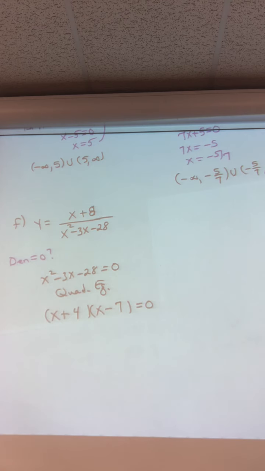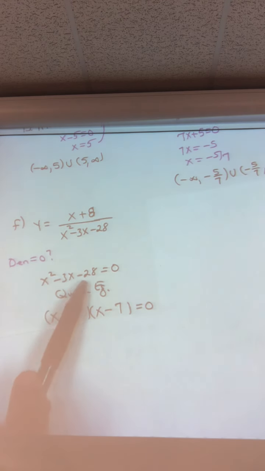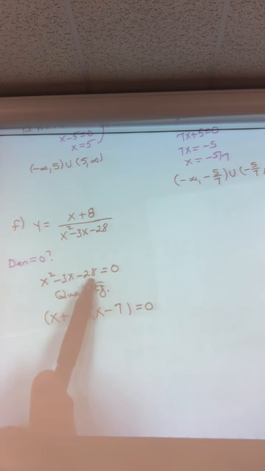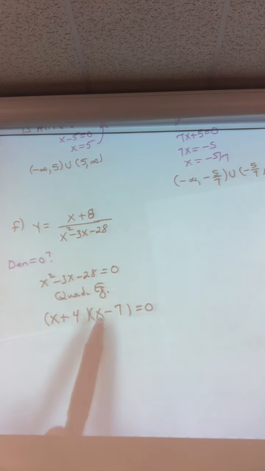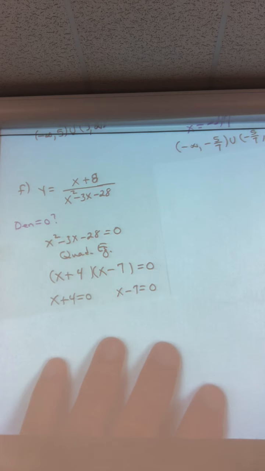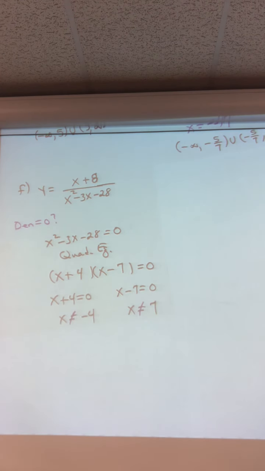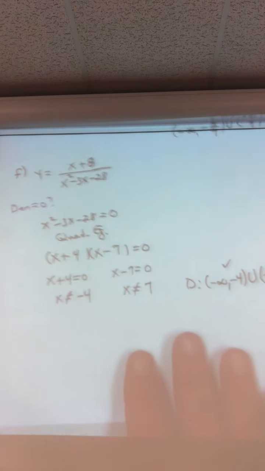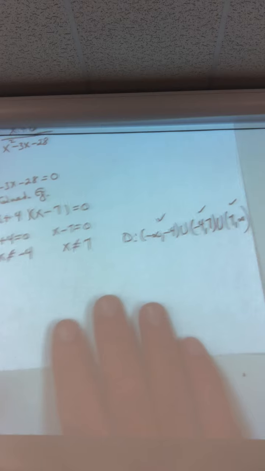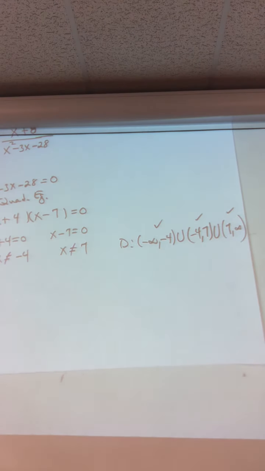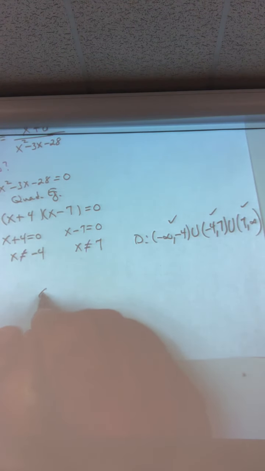X and X, signs are different, largest negative. Two numbers multiply to -28, subtract to -3: -7 and +4. Now take and set both of these equal to 0. And when you get those two answers, those are the two numbers that X can't be. X can't be that. Now let me show you this on the number line.